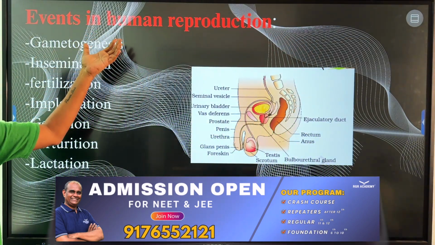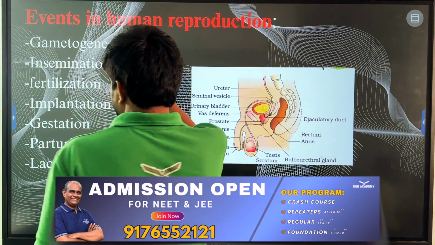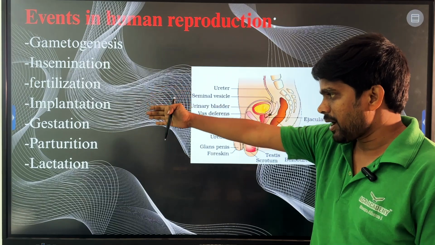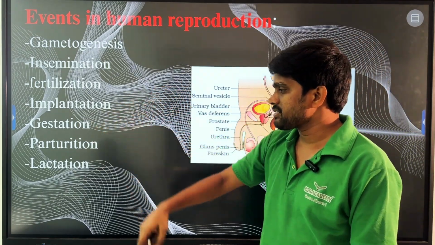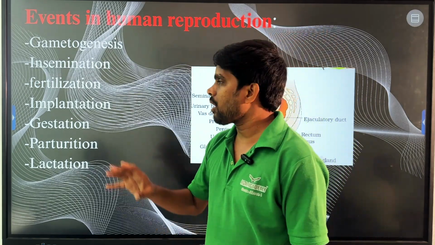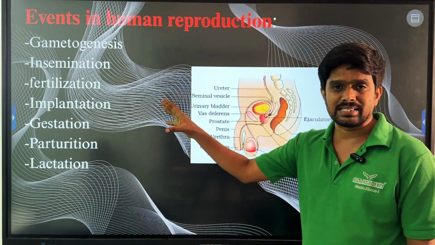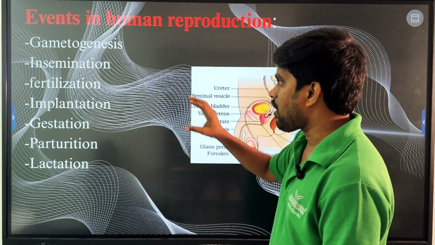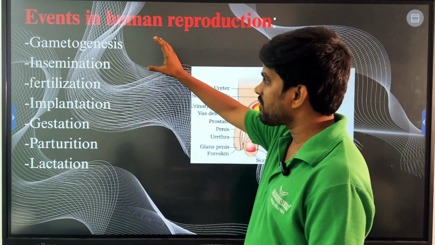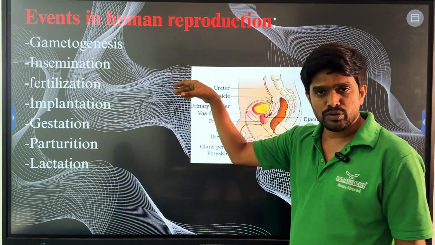The first one is the gametogenesis process, then insemination, fertilization, implantation, gestation period, maturation and lactational process. Gametogenesis means the formation of gametes. The formation of male and female gametes is called the gametogenesis process. The formation of male gametes is called spermatogenesis. The formation of female gametes is called the oogenesis process.